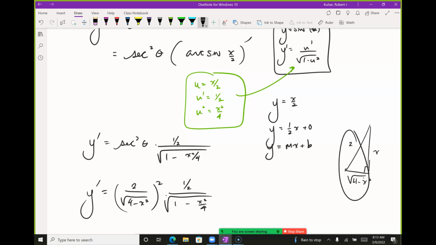So I got some simplifying to do. I know I'm going to have to get rid of the fractions within fractions. So I need an LCD here. So I'm going to multiply by 4 over 4 here.